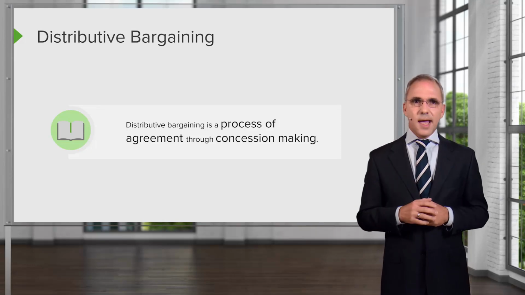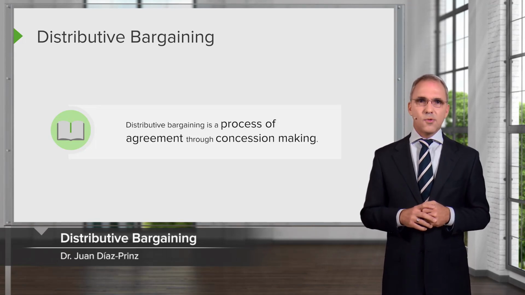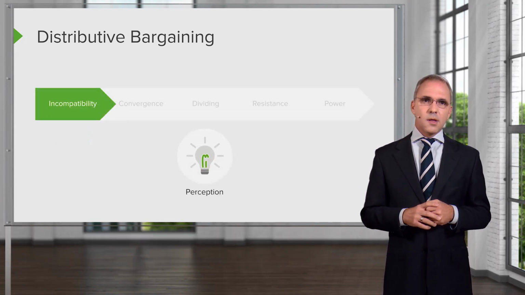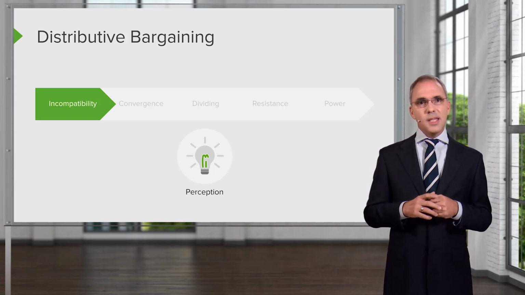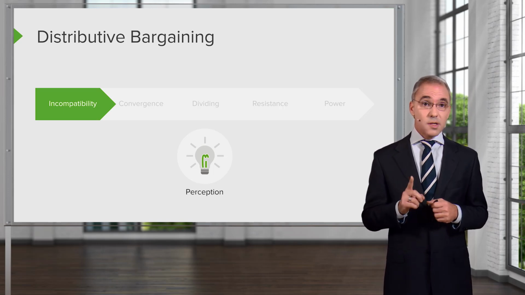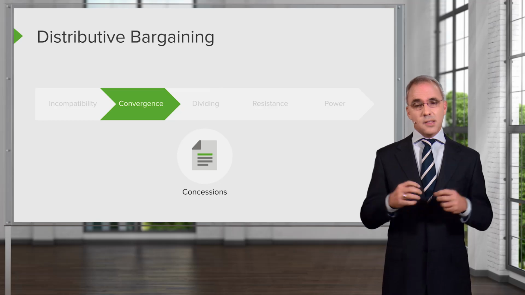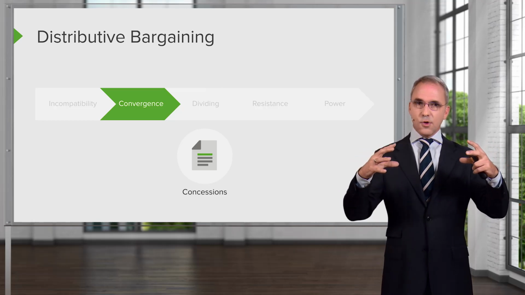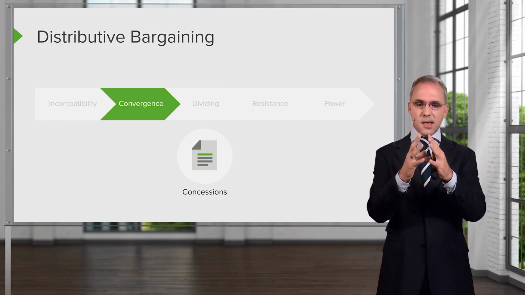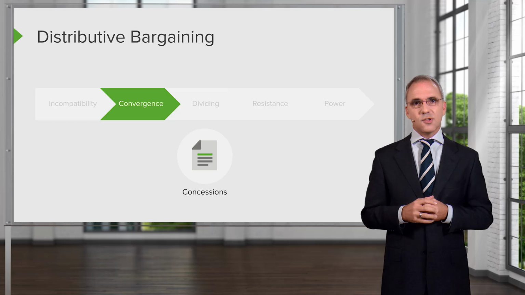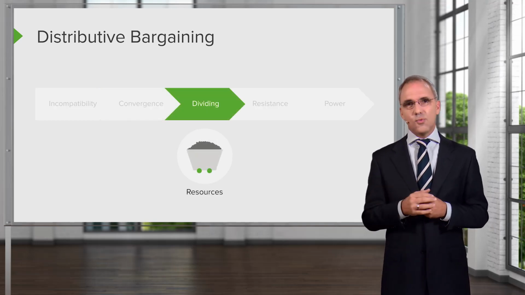Now, let's look at distributive bargaining. Distributive bargaining is a process of agreement through concession making. To begin with, the perceptions are incompatible, and neither side wishes to reduce their expectations without being forced to do so. What that means is that we're going to have a slow process of convergence leading to somewhere in the middle, when both sides cannot move any further in making a concession. It's called dividing the pie, dividing the resources.